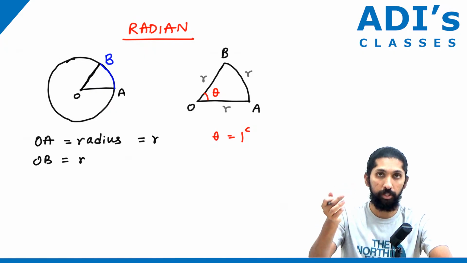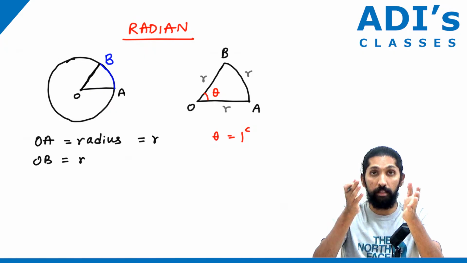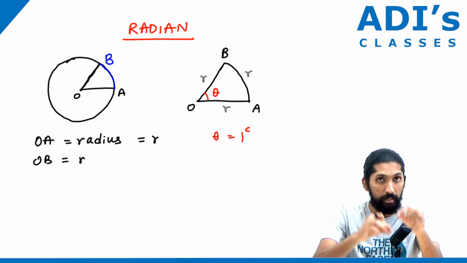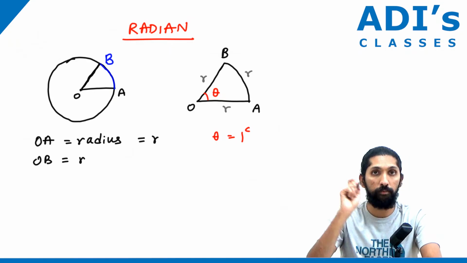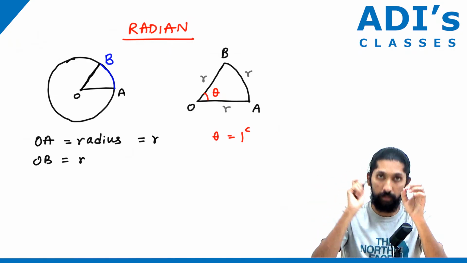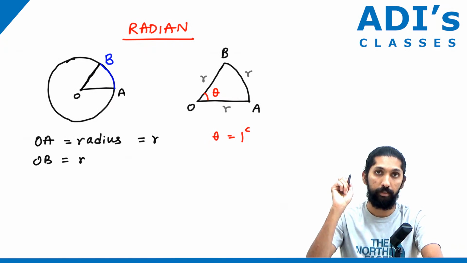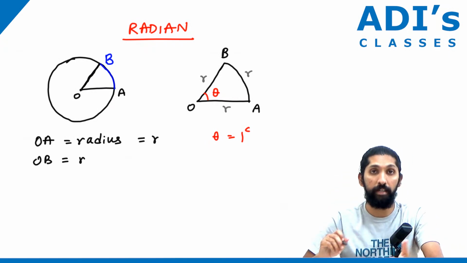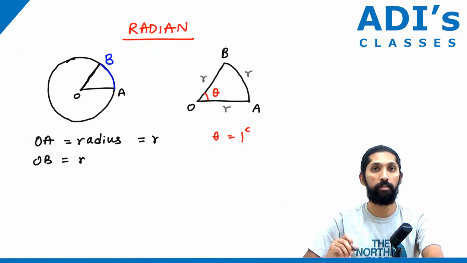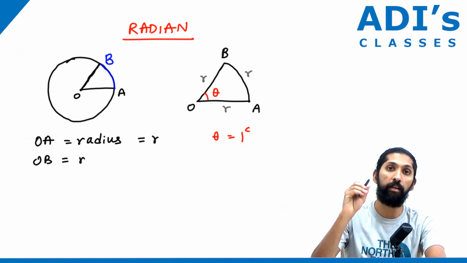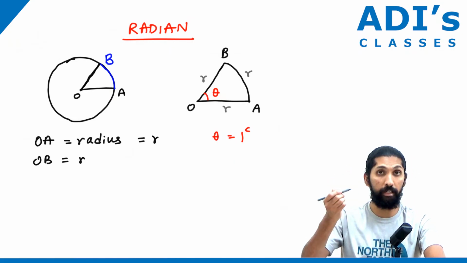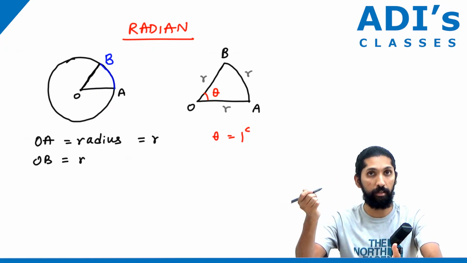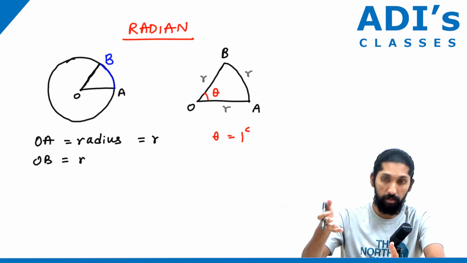Again, let me repeat the definition. 1 radian is that angle subtended at the center of a circle whose arc length is equal to the length of the radius of the circle. This is how we define 1 radian. Now that you understand what a radian is, the next part we are going to understand is whether there is a relation between radian measure and real numbers. Because I'm writing 1 radian, correct? What if I have 1.1 radian, 1.5 radian? Is it possible? We'll look into that.